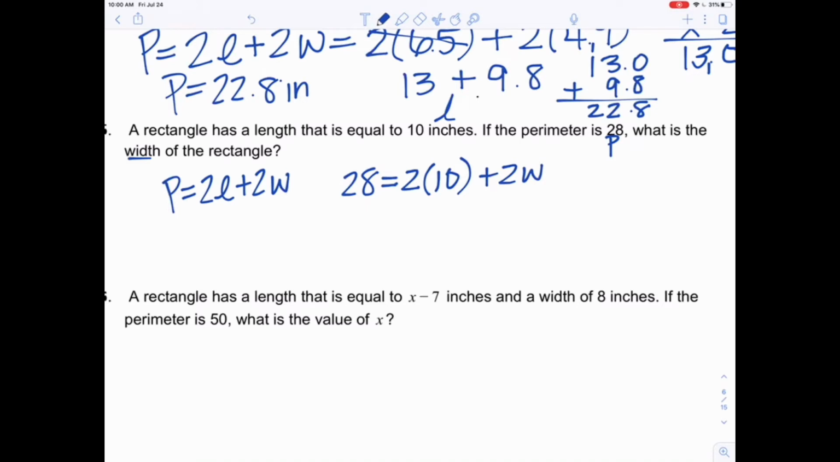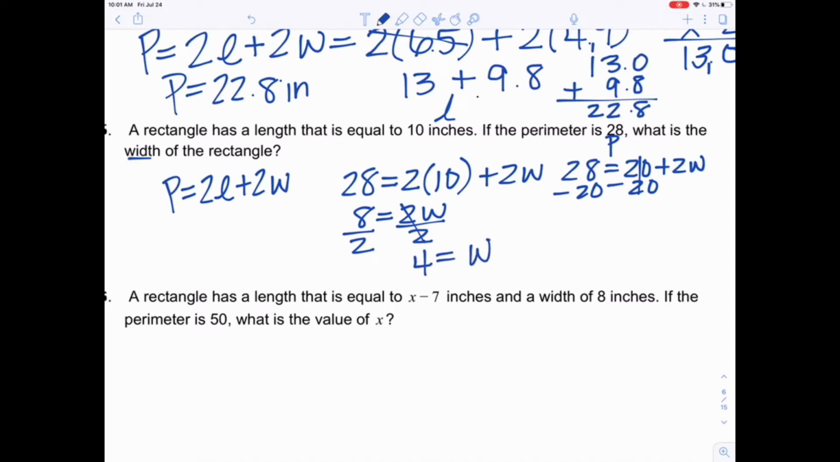So now we just distribute, multiply, and solve for W. So 2 times 10 is 20, so this is 28 equals 20 plus 2W, minus 20 minus 20. That gives me 8 equals, this cancels out, 2W. Divide by 2, divide by 2. This cancels out. 8 divided by 2 is 4. And that is W. Okay? So my width is 4, and that is 4 inches. Awesome. Okay, let's look at one more example.